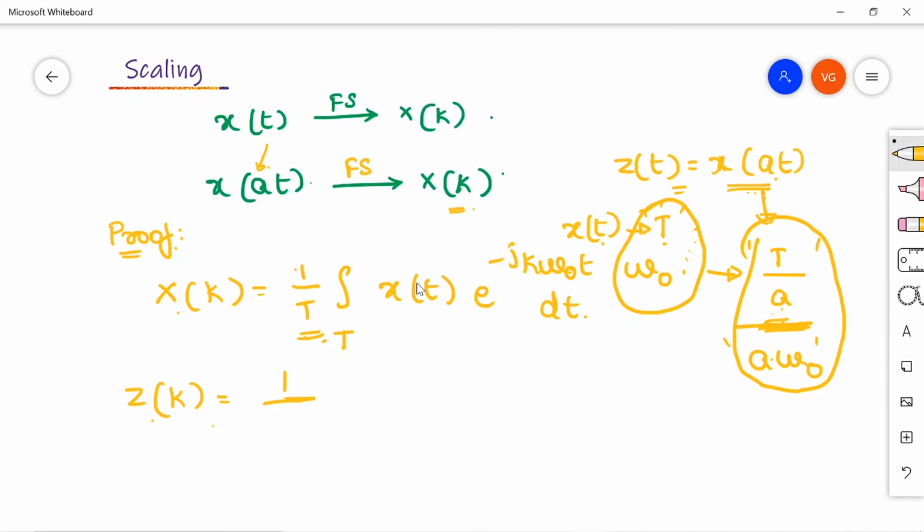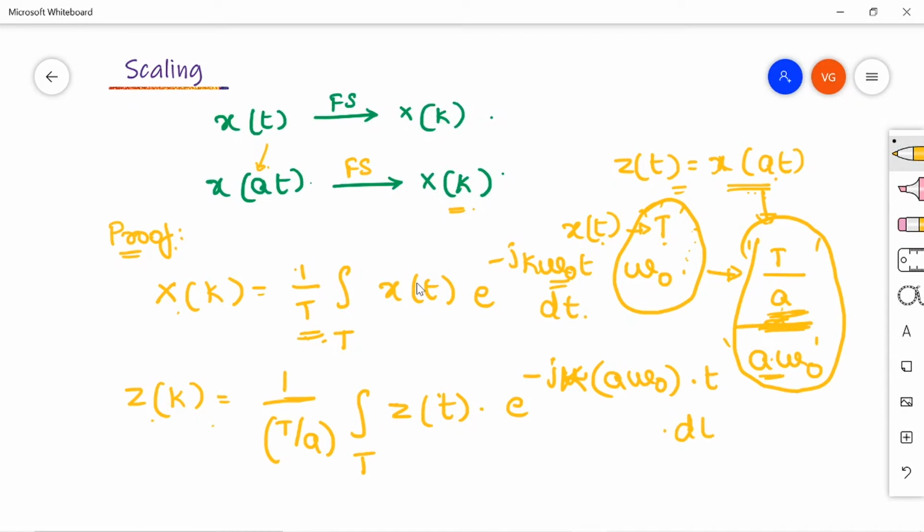The fundamental time period of z of t is T by a. So it is T by a integral over T of z of t, where z of t is nothing but x of a t, e power minus j k a omega naught multiplied by t, then you have dt, right? Understood?